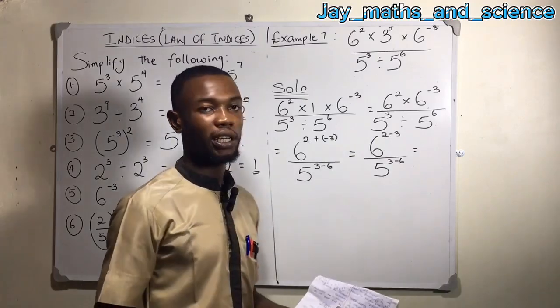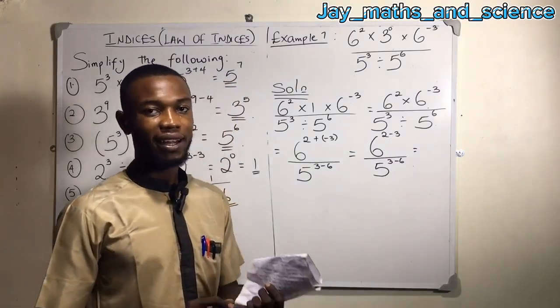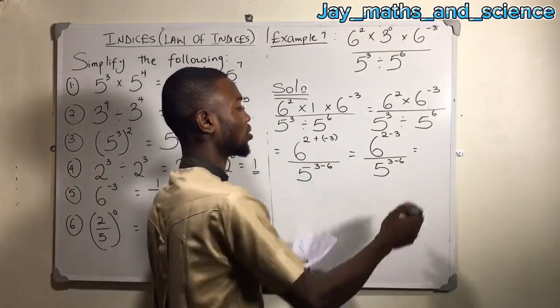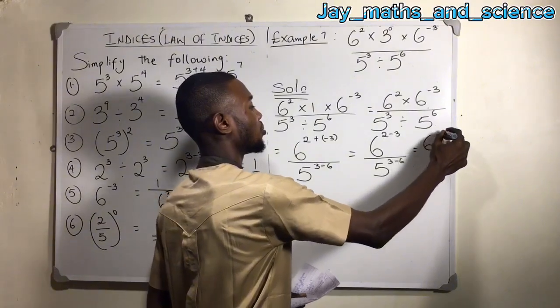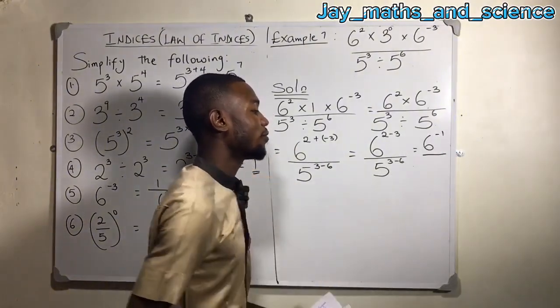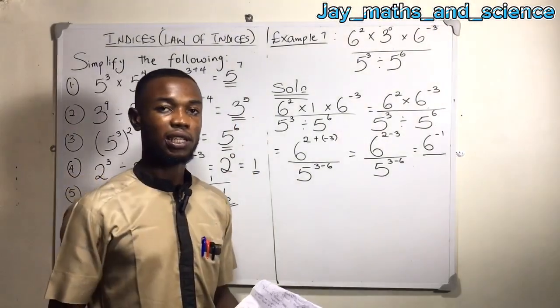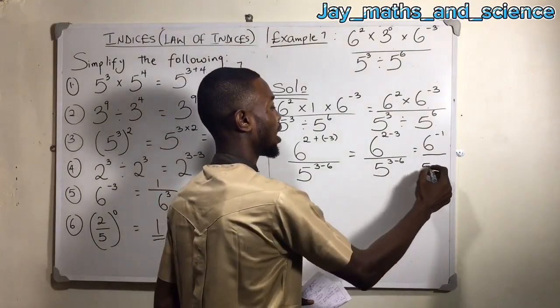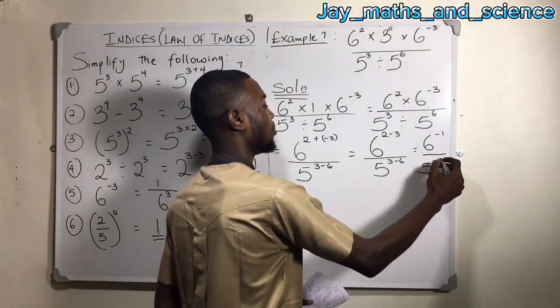Now 2 minus 3 is minus 1. It's 3 minus 2 that is 1. But 2 minus 3 will give us minus 1. So we have this to be 6 raised to the power of minus 1 over 5 raised to the power of 3 minus 6. 3 minus 6 will give us minus 3. So we have it to be 5 raised to the power of minus 3.